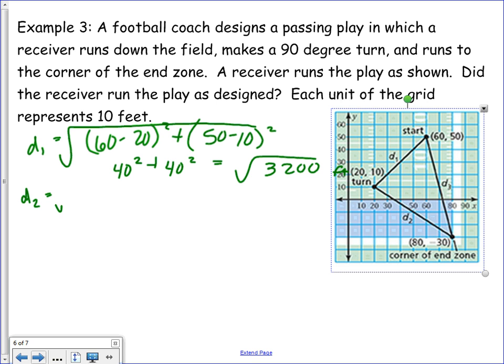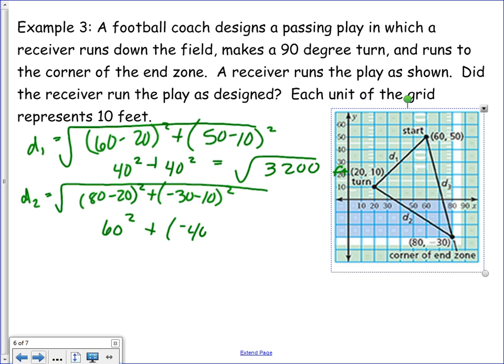Distance 2. We have the square root of, now our x2 is going to be 80. 80 minus 20 squared plus negative 30 minus 10 squared. So that'll be 60 squared plus negative 40 squared, which will end up being the square root of 5,200.